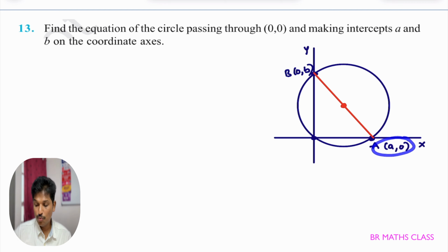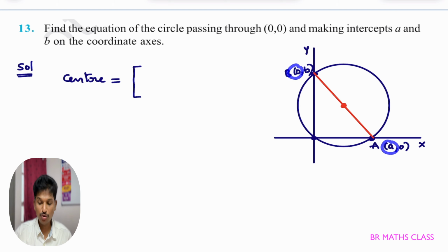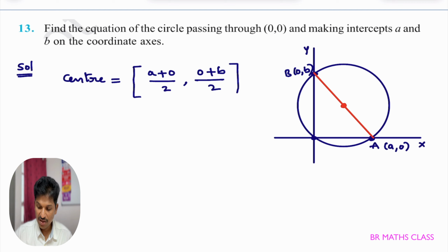As we know these 2 points and this is the diameter, so the center is the midpoint of the ends of the diameter, right? So I'll calculate the midpoint of AB to get the center of this circle. The center is the midpoint of AB. Midpoint formula: (x1 plus x2) by 2, that means (0 plus a) by 2, comma (y1 plus y2) by 2, that means (0 plus b) divided by 2. Okay, so what is the center? The center is (a by 2, b by 2).